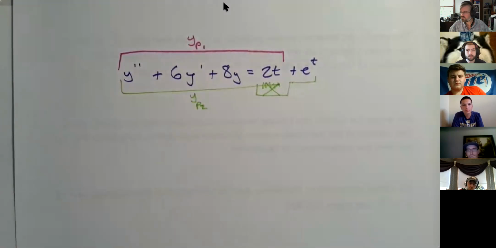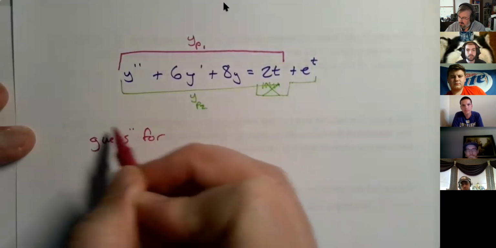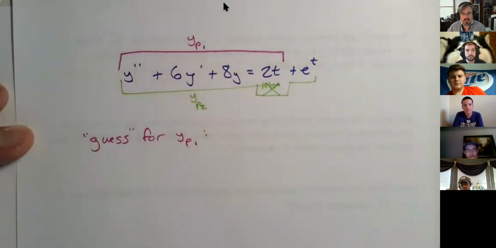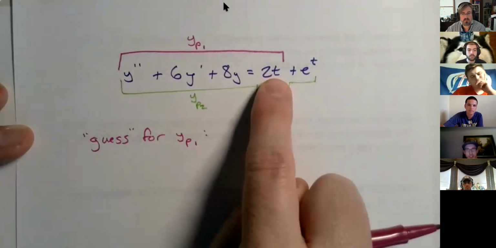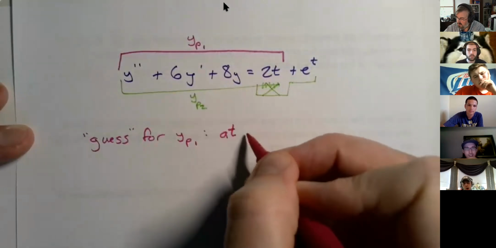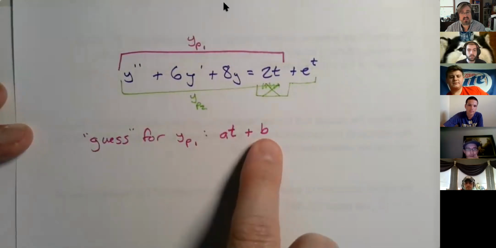Right? So if you did go this route, what would you guess? What would be your guess for y sub p1? What would be a good guess for that one? There's your forcing function right there. I think I did AT plus B. Okay, so AT plus B. So you've got a t to the first power term and a t to the 0 power term, right? Does it work? I mean, it worked for me.